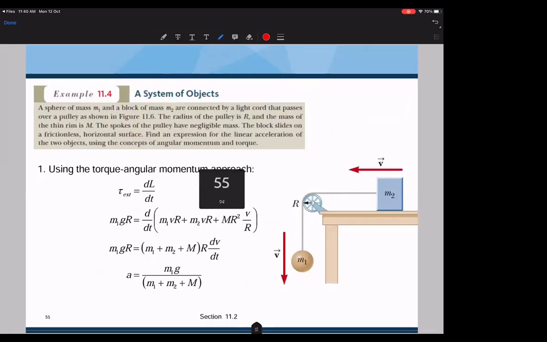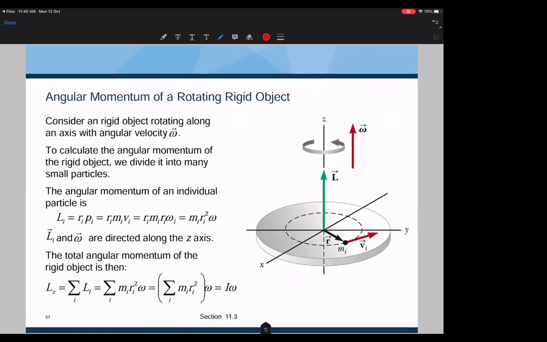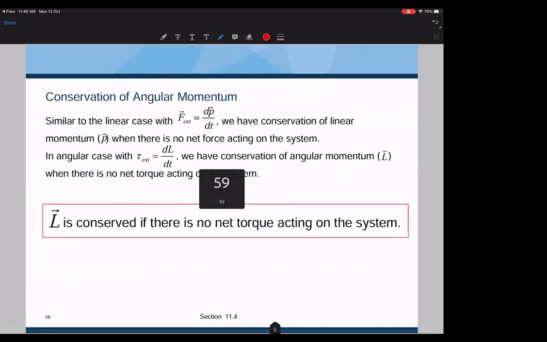So we have gone through a lot of examples in the angular momentum, and in particular, we talk about the conservation of the angular momentum. That means if there is no external torque, net torque is equal to 0, then the angular momentum would be conserved. That is a very important concept, similar to the case of a conservation of linear momentum.